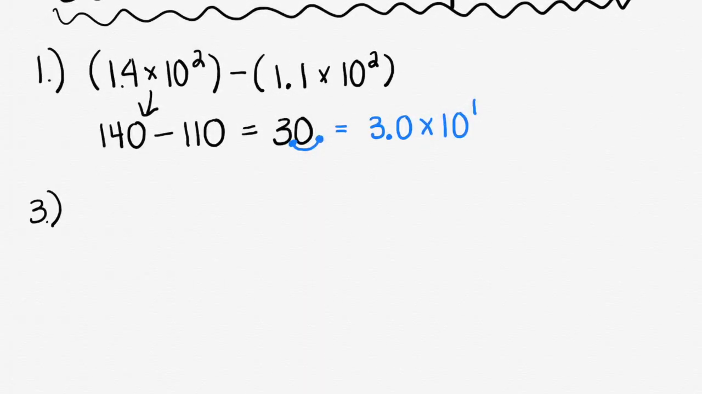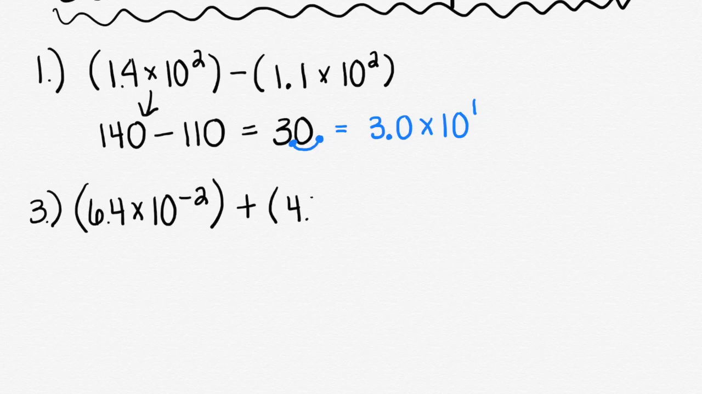Okay? Look at number 3 now. Number 3, you're doing something very similar, except now we're going to do an addition problem. You've got 6.4 times 10 to the negative 2, and we're going to add that to 4.7 times 10 to the negative 3. Okay, this time we're dealing with very small numbers. So we still change this into standard form. This time we're moving our decimal because of the negative. We're moving our decimal 2 times to the left.